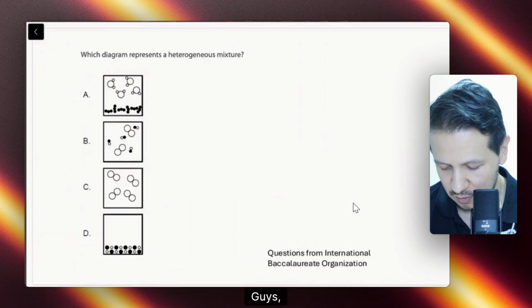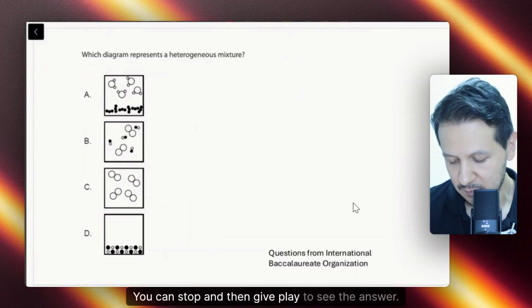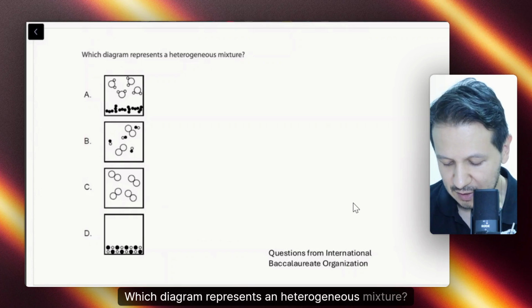Second question, guys, you can stop and then press play to see the answer. Which diagram represents a heterogeneous mixture?